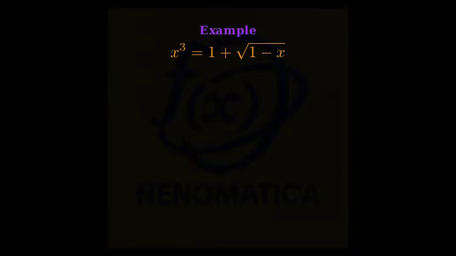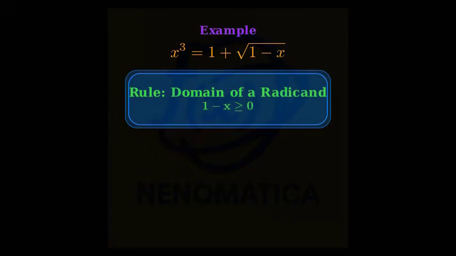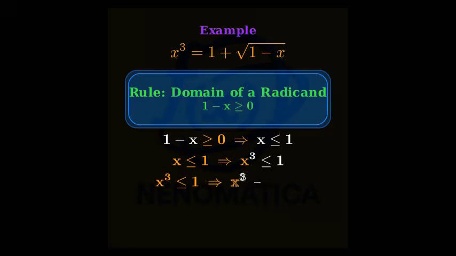Step 1. Determine the domain from the radicand. The expression inside the square root must be greater than or equal to 0. So 1 minus x is at least 0, which gives x less than or equal to 1. Cubing preserves the inequality direction for real numbers. So x cubed is less than or equal to 1. Subtracting 1, we get x cubed minus 1 is less than or equal to 0.